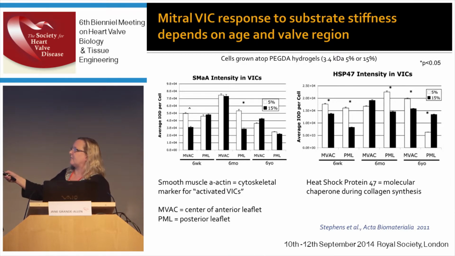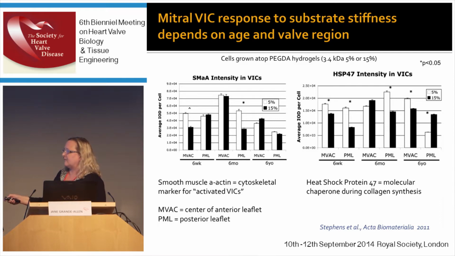So this is again using PEG diacrylate hydrogels of two different stiffnesses. And we did this by varying the weight fraction of the amount of PEG. So 5% versus 15% gives you about an order of magnitude change in stiffness of the PEG, both pretty soft. They're not as stiff as tissue culture plastic. And then we also looked at the effect of age.